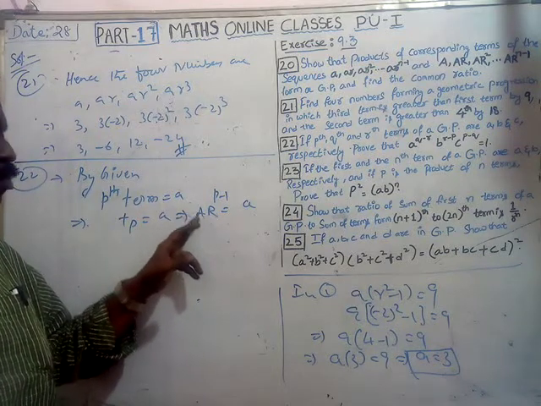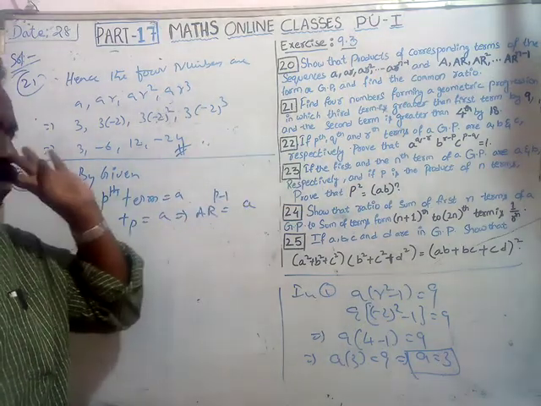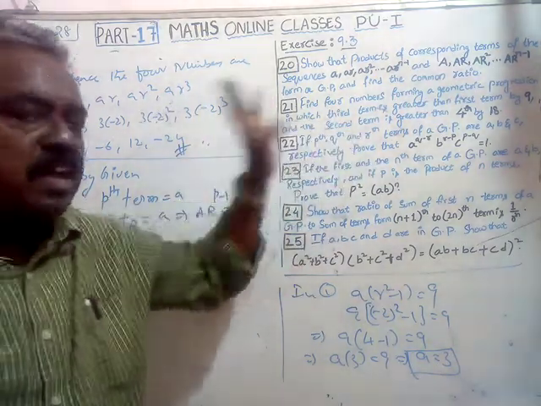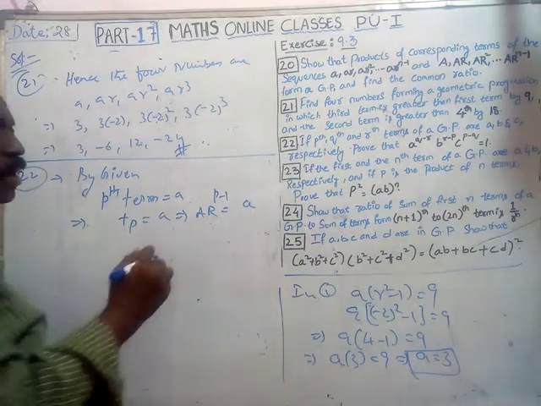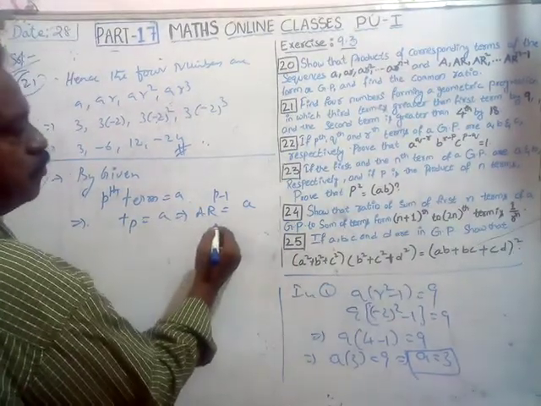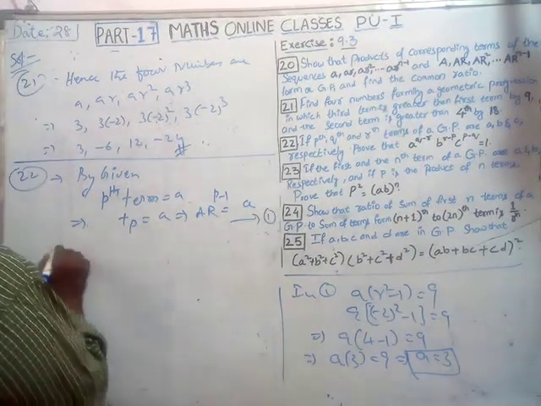But here I am using capital A and capital R. Why? Because small a is already there in the problem and r also is there, the rth term. So that is why I am taking this one. Capital R is not equal. Okay, now it is 7.